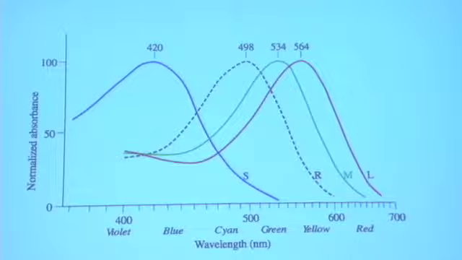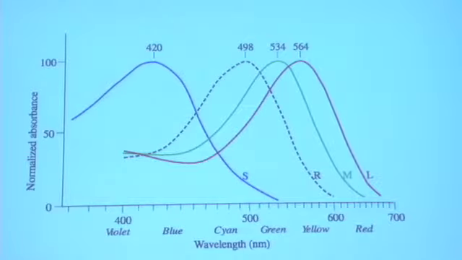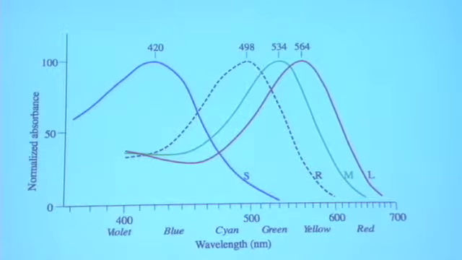And I believe that when they say average person, they just mean the average of all people, rather than taking somebody randomly and calling that an average person. The average person will have 98% M and L type and 2% of the S type. So this is a very big difference in the number of cone cells that we have.